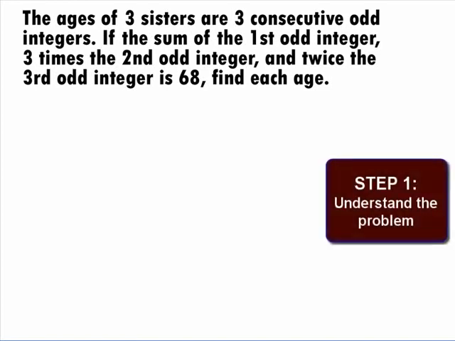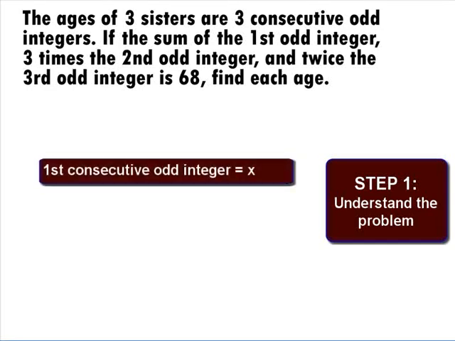In step 1, we want to make sure that we understand the problem. Make sure that you read the question carefully several times. In this step, we also want to assign our variable. We are looking for 3 consecutive odd integers. Let's go ahead and let x equal the first consecutive odd integer.